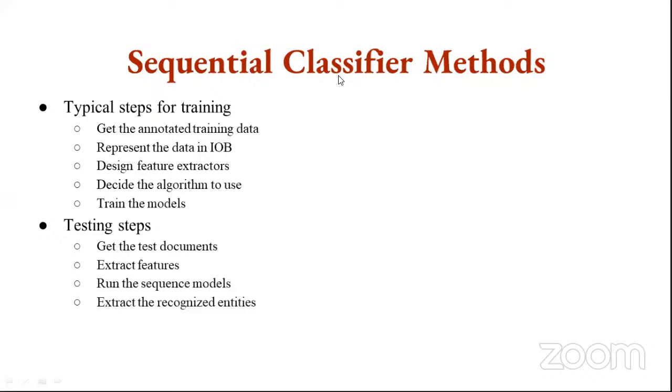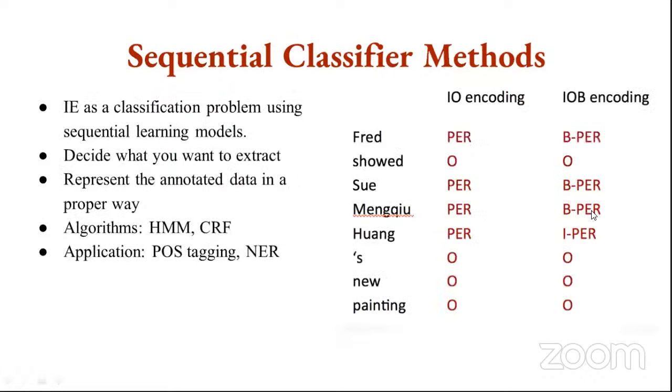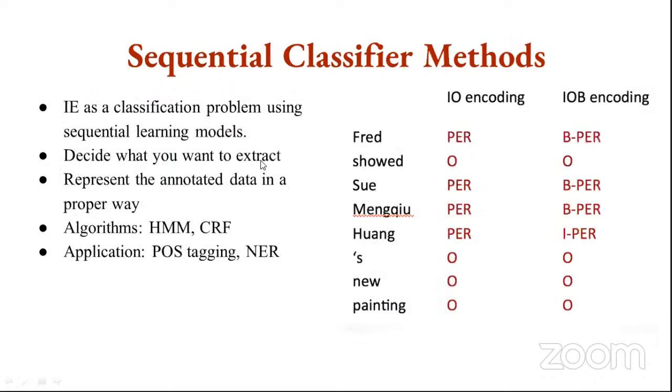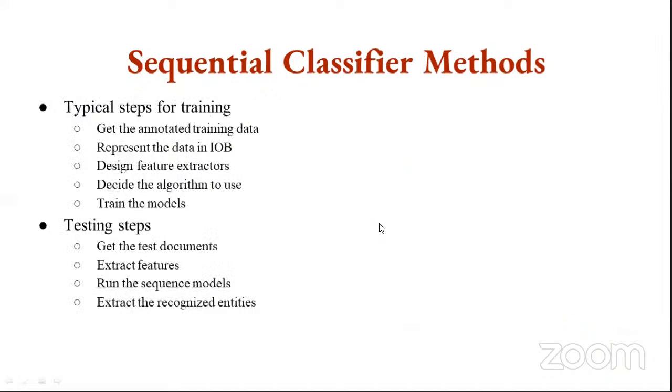So what is the sequential classifier method? What are the typical steps for training? Get the annotated training data, so you have to annotate the training data. Represent the data in the IOB format, inside, outside, beginning. Design feature extractors: you have to extract the useful features from this data. Decide the algorithm to use. The algorithm could be HMM, CRF, or any classifier, and any deep learning classifier can also be used. So you have to decide about the algorithm to be used.